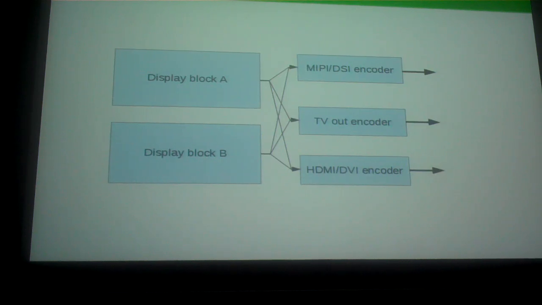Yeah. There's display blocks. They are also controlled by the host. And we have 2 of them in the Tegra, so you can concurrently run 2 displays, and basically different output encoders that are all freely interchangeable for display blocks. So TV out encoder, I have not seen any board that uses this, but it's there. The HDMI DVI encoder and display serial interface for all those embedded use cases.